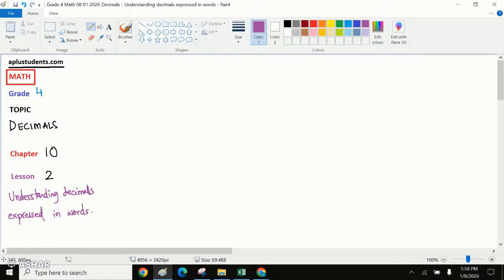So let's go to grade 4 math. Let's log into grade 4 math. We go to chapter number 10, decimals, and lesson number 2. Before doing this, let's see how we read decimal numbers.